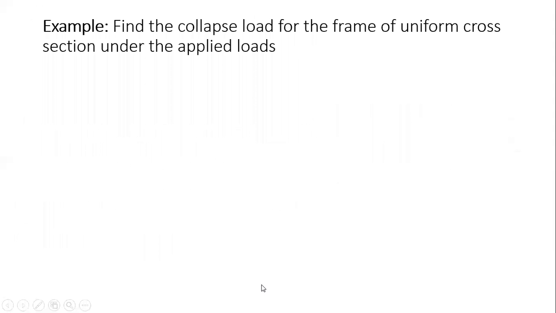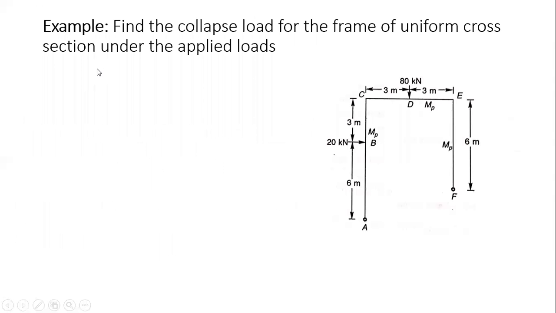So let us see another problem here. Find the collapse load for the frame of uniform cross section under the upright loads. Now here you will see that this is your hinge joint A. Hinge is here also, and we have a horizontal load not acting at this joint. It is acting in between. This is acting at 3 meter from the top. So you have to find out what is the value of the collapse load.